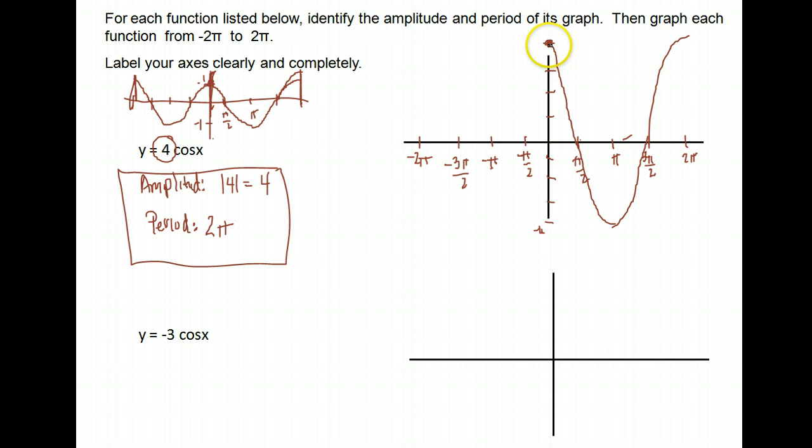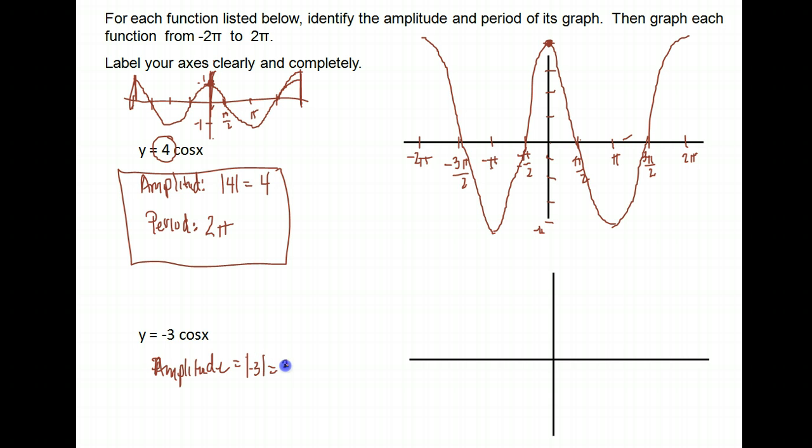Again, this is not perfect, but on this side, we need to cross through 0 at -pi over 2, hit down at -4 at -pi, and we need to go up through 0 at -3 pi over 2, and we peak up at 4 again. This would be from -2 pi to +2 pi, the graph of 4 cosine x. Now if we have -3 cosine x, our amplitude that they're asking us for, again, is the absolute value of this number that's multiplied in front.